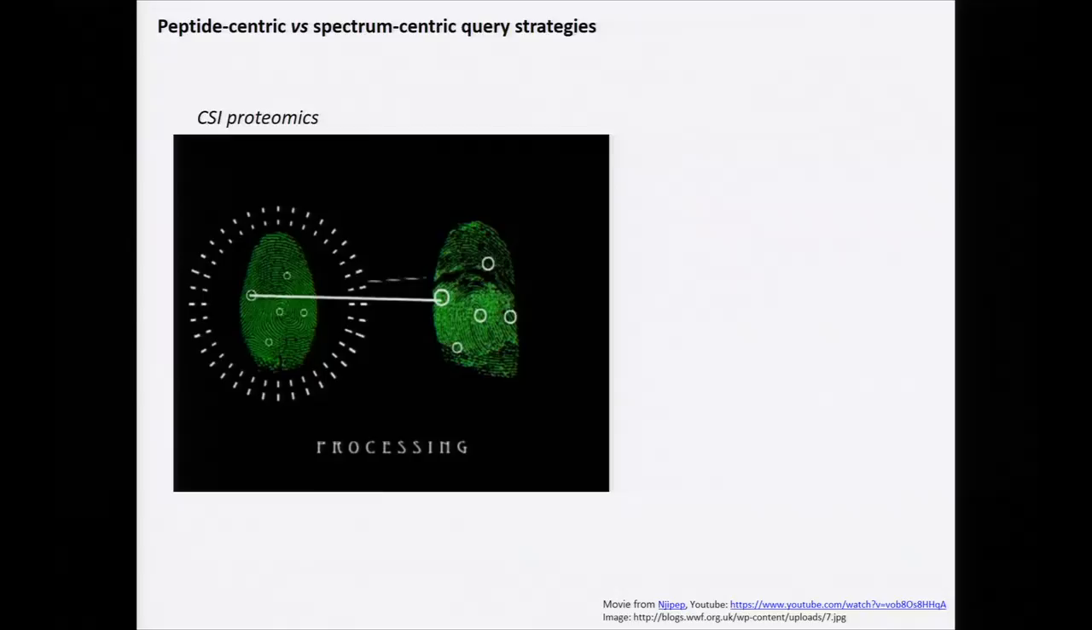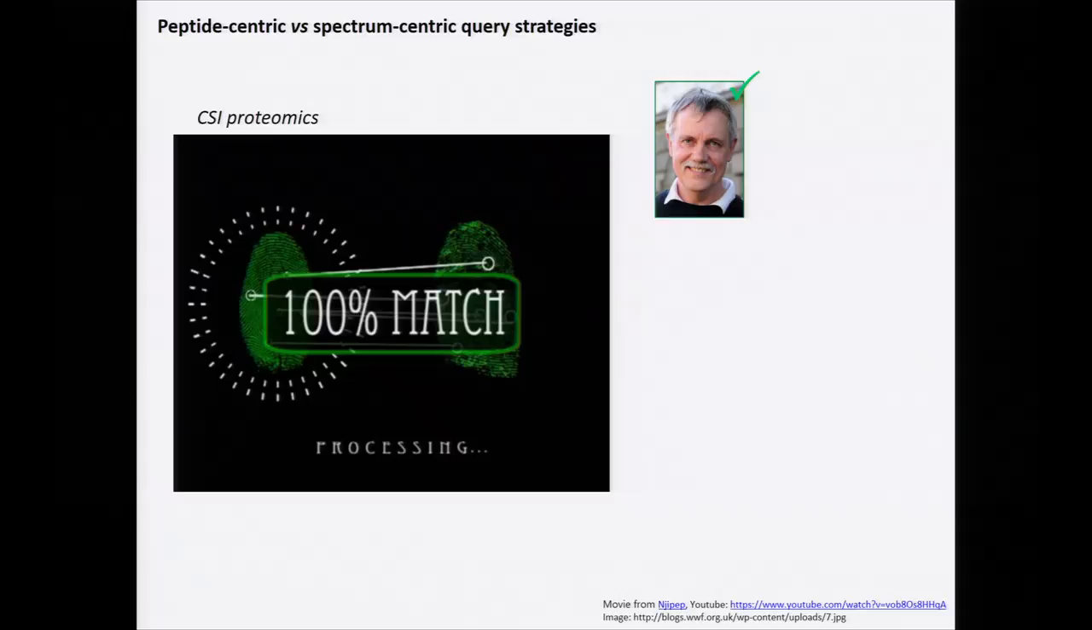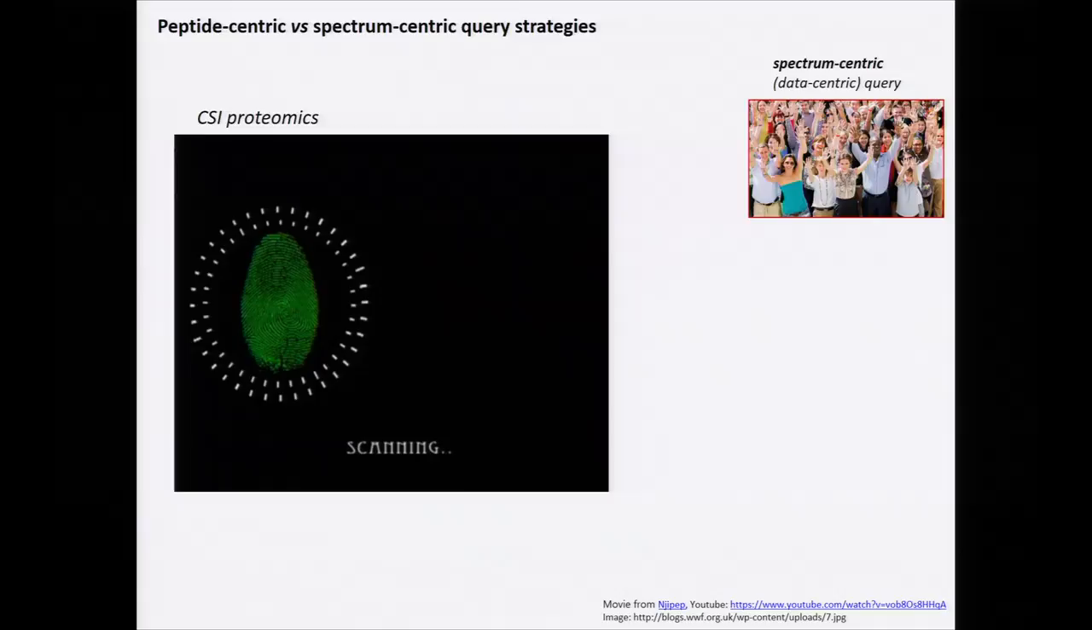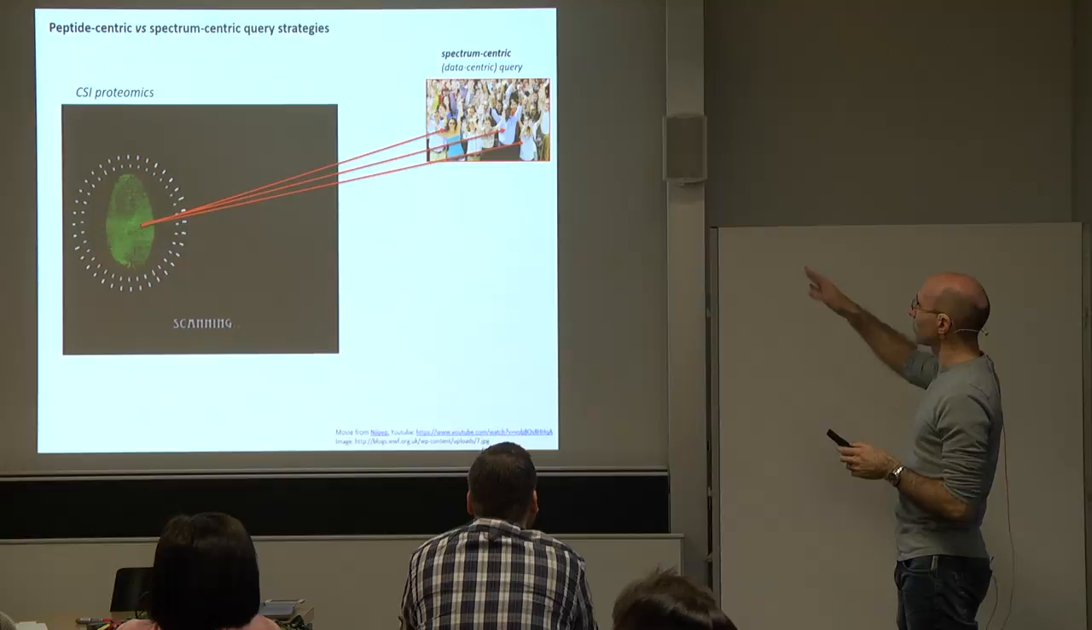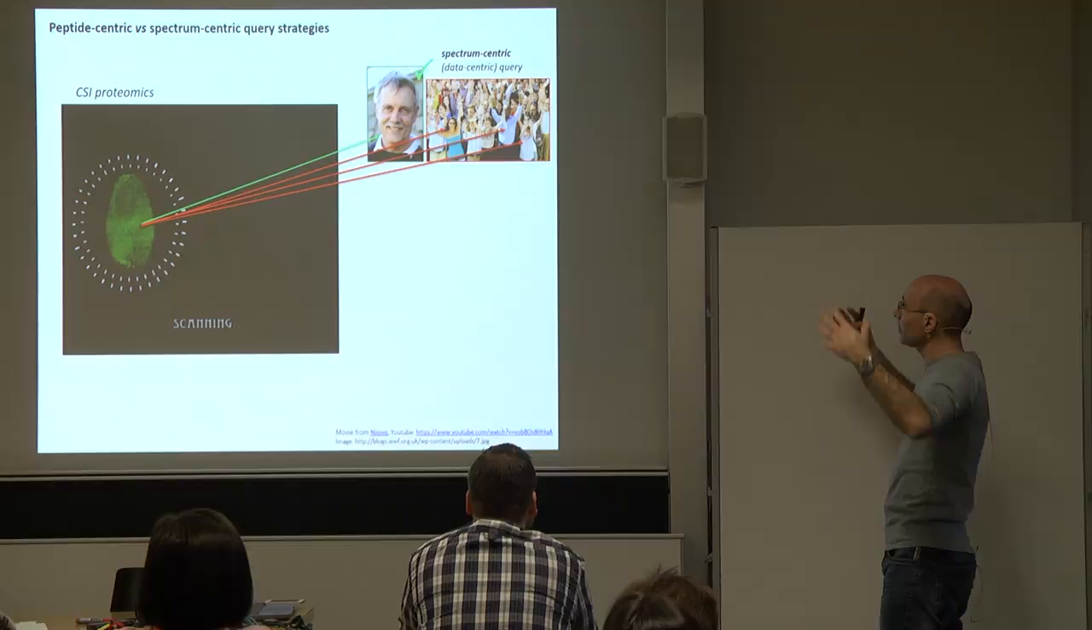And then you get your fingerprint, you get your match from your database, okay? This is typically what we call a spectrum-centric query. You have a question, you have a fingerprint, and then you go to a huge database which contains all possible individuals in your lab, and you interrogate this database for who is the most likely person to have touched my computer. At some point, some spectrum stands up, and they say that's the most likely hit for that specific fingerprint, okay?